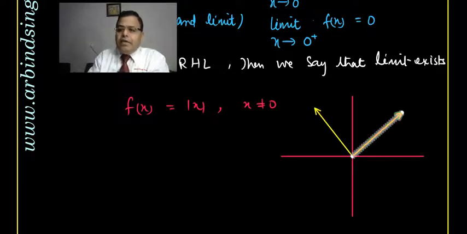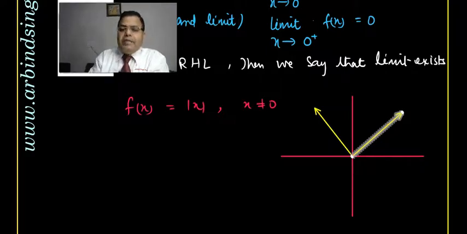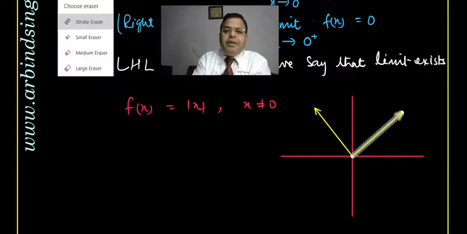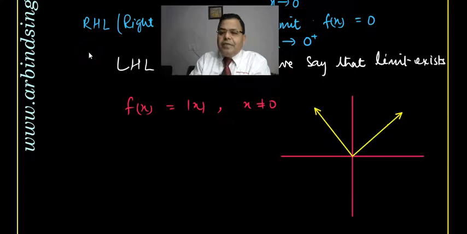This is not defined for 0. It means here there must be a 0 for 0. It is not defined, so that will be a bracket. But slightly left of 0 and slightly right of 0, you can see this. This is not defined here. So here for 0 it is not defined, right? For 0 it is not defined.